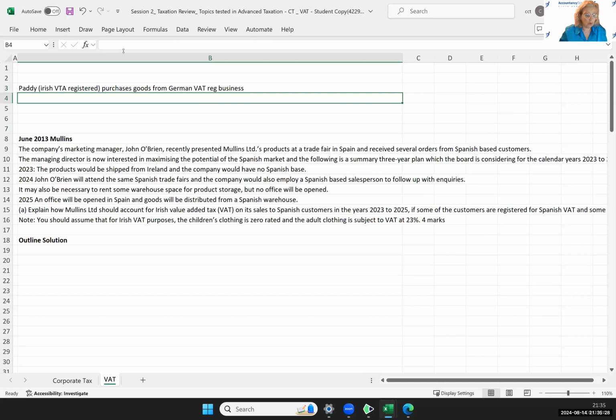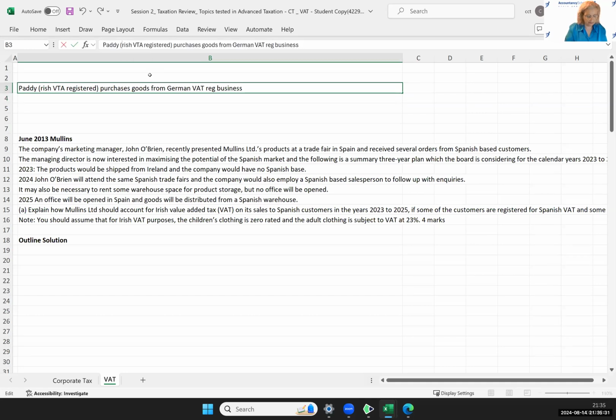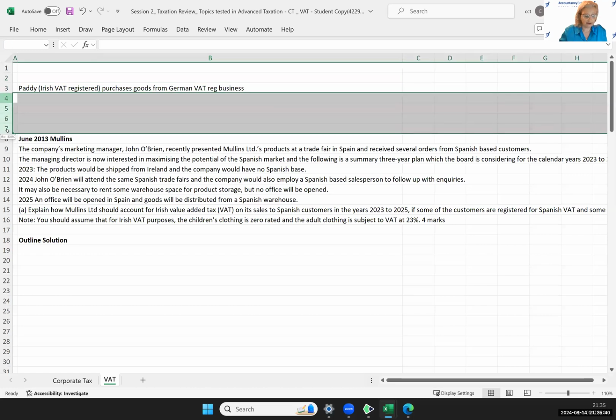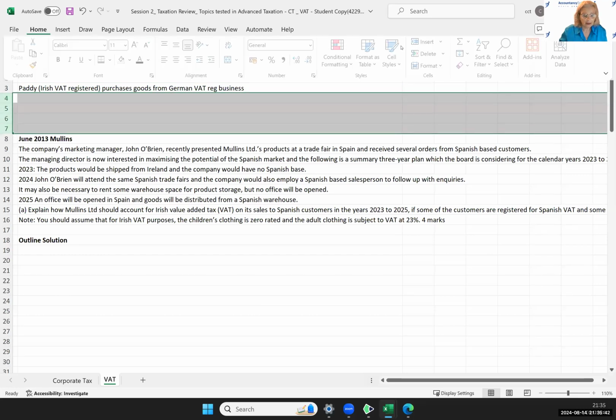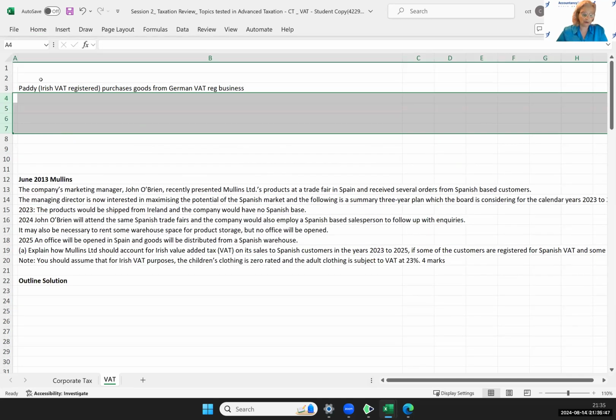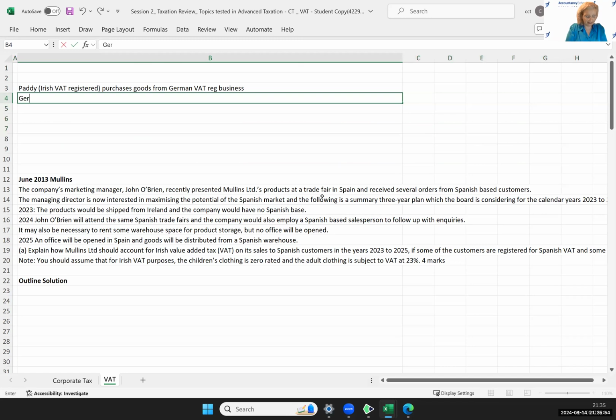And we're asked, what is the VAT treatment? So Paddy wants to know, what's the Irish VAT treatment? What's very useful for you to understand is that the rules are effectively a mirror image across the EU. Okay, so the German supplier, what is he doing? He's making an intra-community acquisition.